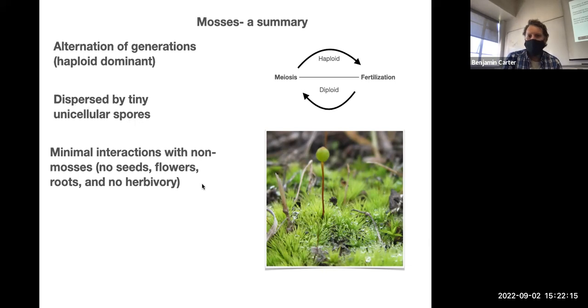And then the other interesting thing about them is that they have very, very few ecological interactions with other species. So they don't have seeds and they don't have flowers and they don't have roots. They don't have vascular tissue and they're not that exciting to herbivores. And so when we're interested in talking about how do new plant species form and why do some plant species live here and other ones live there, most of our explanations come from these things. And so when we're looking at mosses, it's kind of interesting because you don't have all these factors. And so it's got to be something else that drives their distributions.